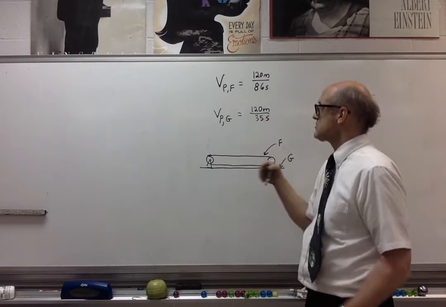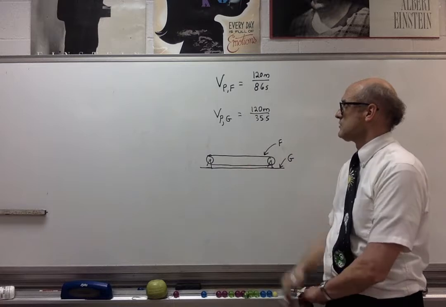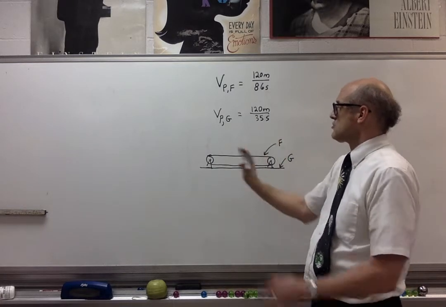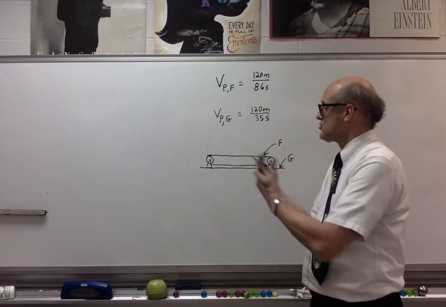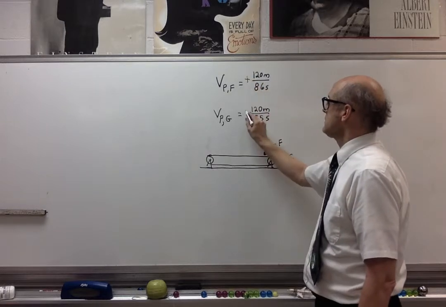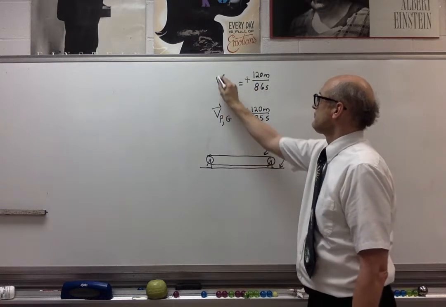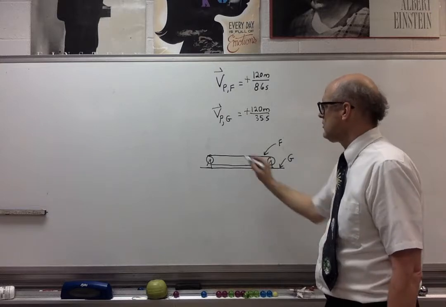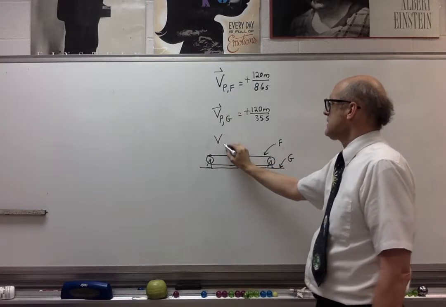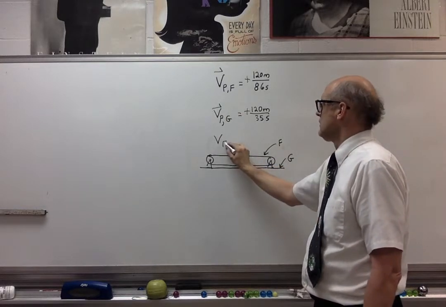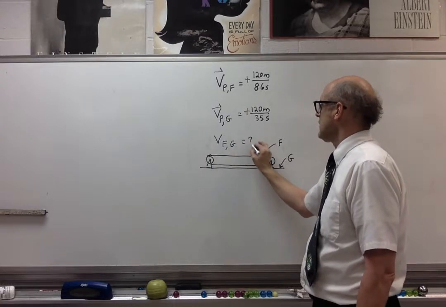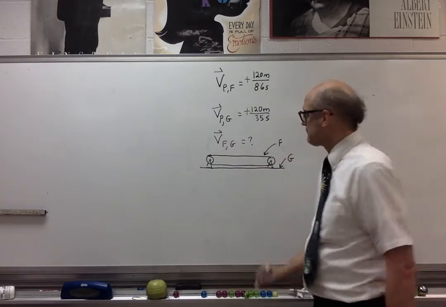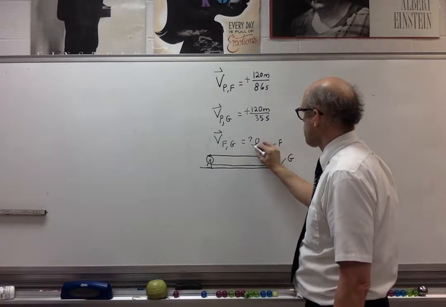So that's how fast you walk relative to the ground. We'll assume that all the motion is to the right, so that's positive. The unknown is the velocity of the floor relative to the ground. Wow, that's tricky. Okay, so here's the person walking.